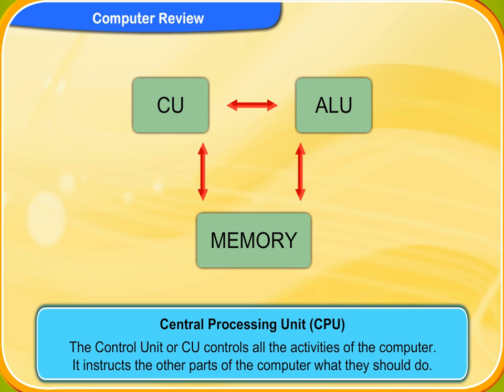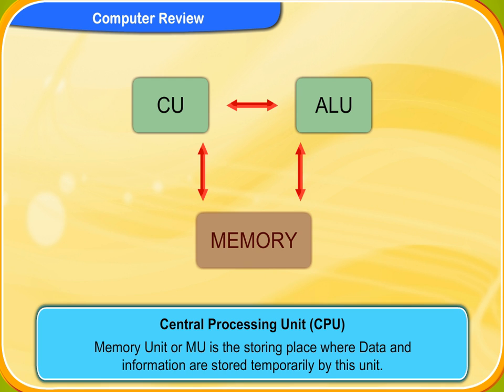The Control Unit or CU controls all the activities of the computer. It instructs the other parts of the computer what they should do. Memory Unit or MU is the storing place where data and information are stored temporarily by this unit.